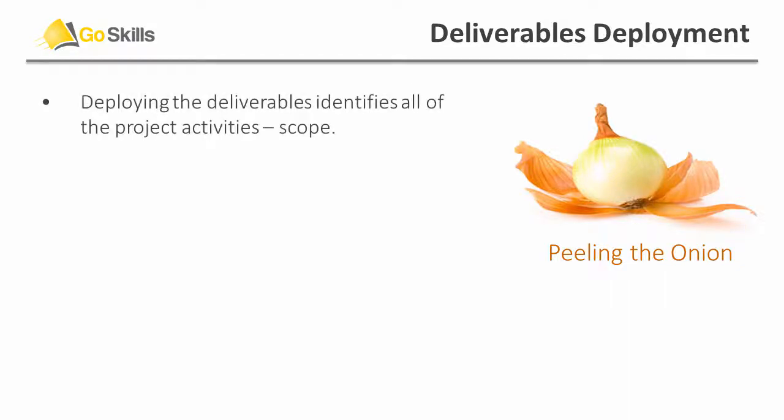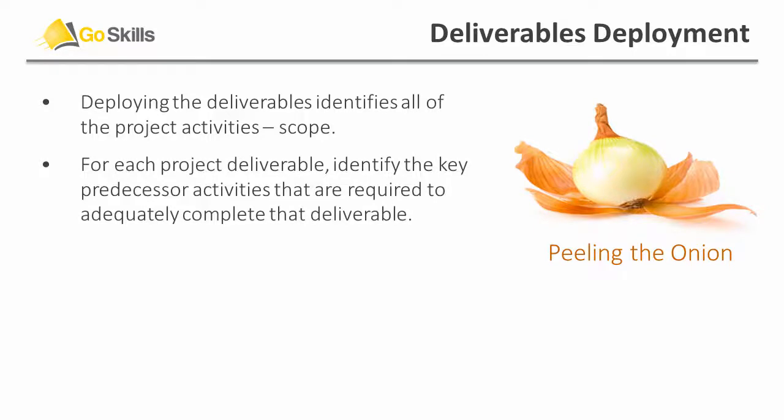The technique we will use is called Deliverables Deployment. In this technique, we start with the deliverable and begin to peel back the layers of work to understand all the activities that must be done to complete that deliverable. This approach will help us to identify all the activities which are all part of the scope of the project.